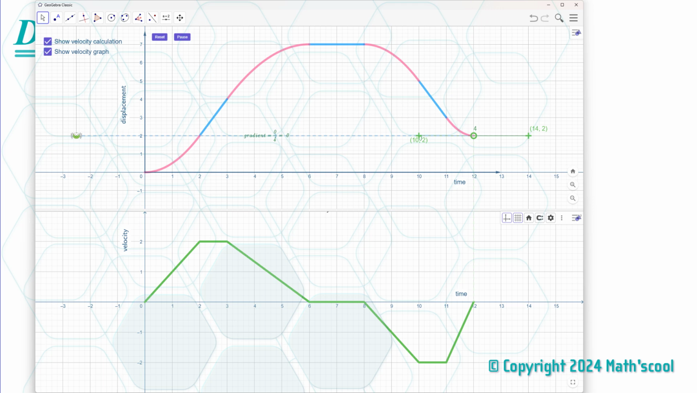So we've got 2 plus 2 plus 3 gives us a total of 7 meters. So the area underneath here is 7. And that tells us he's 7 meters away from where he started. Okay, so that's what's going on a velocity time graph.